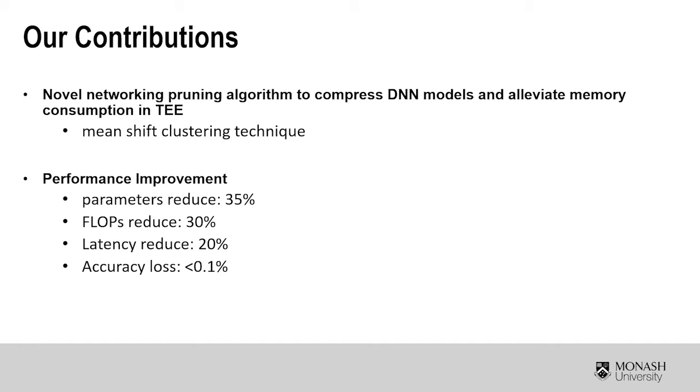To alleviate the memory consumption and accelerate TEE-based DNN inference, we present a novel network pruning algorithm based on the mean-shift clustering technique. We implement our algorithm and use it to prune three of the most commonly used DNN models: ResNet, DenseNet, and VGGNet, which are trained with a certain dataset. Then, we conduct the inference task over our compressed DNN models inside the Intel SGX runtime called Occlum.